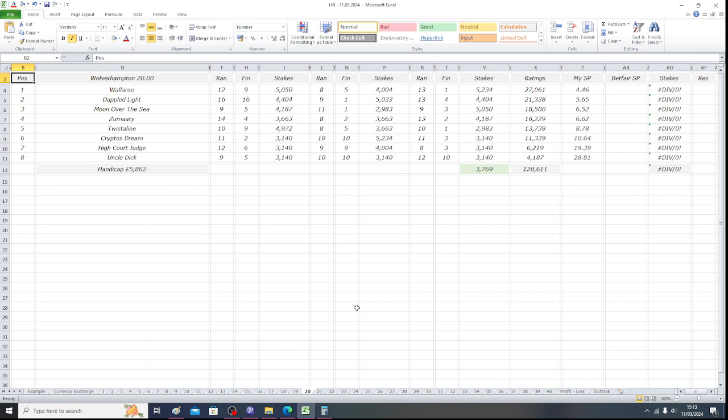Into the 8 o'clock. 8 go to post, another handicap, £5,862 to the winner. And our top selection is Wallaroo.